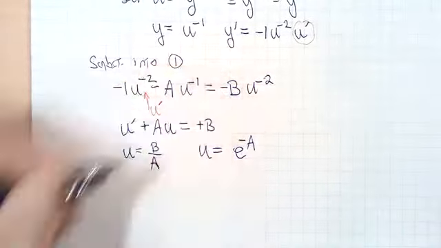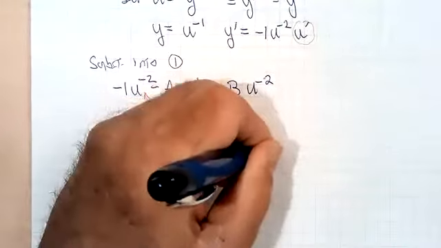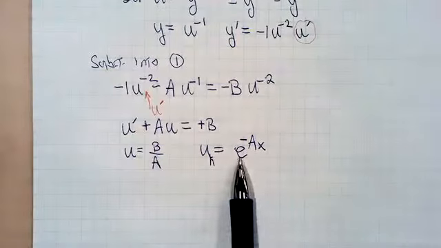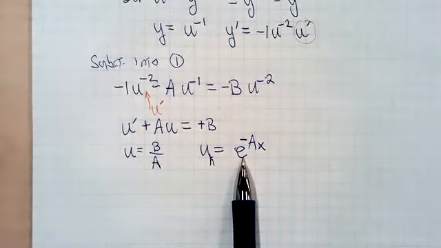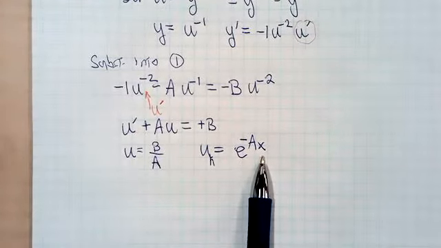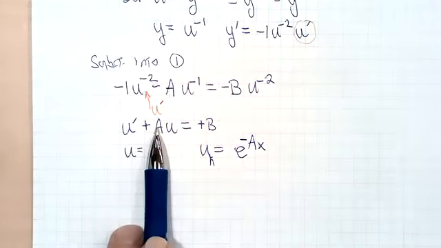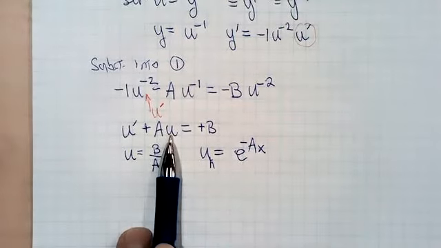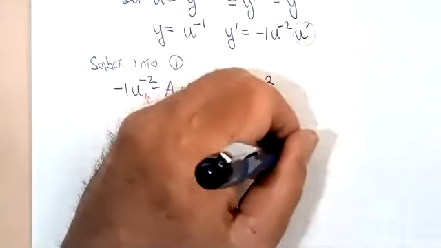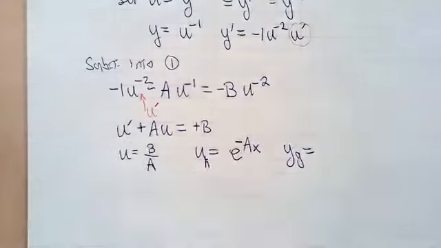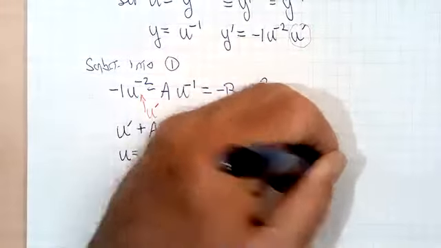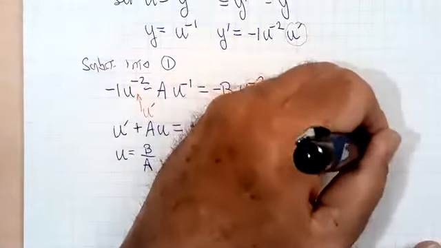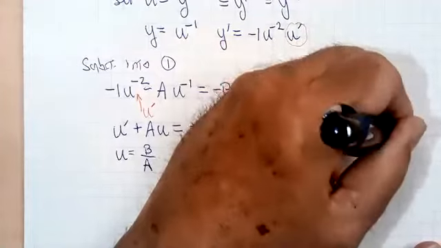But we need a negative, right? I think so. Double check that one. If I take the derivative here, I get minus a e to the minus ax plus a e to the minus ax equals 0. Perfect. So the general solution is b over a plus any constant times e to the minus ax.